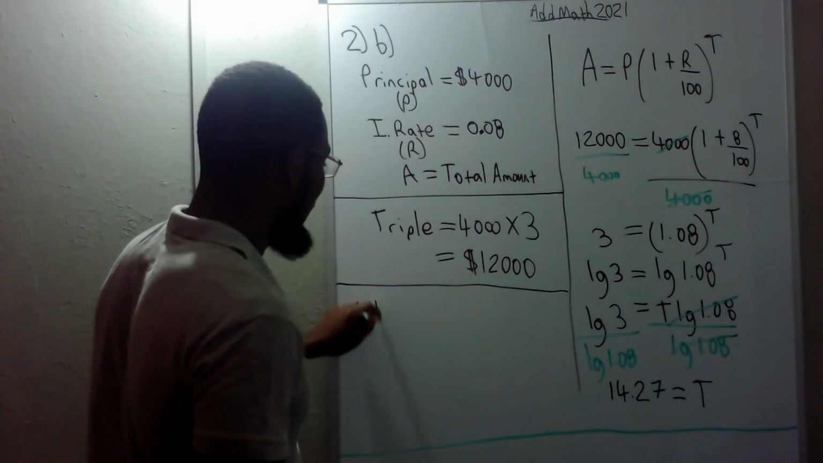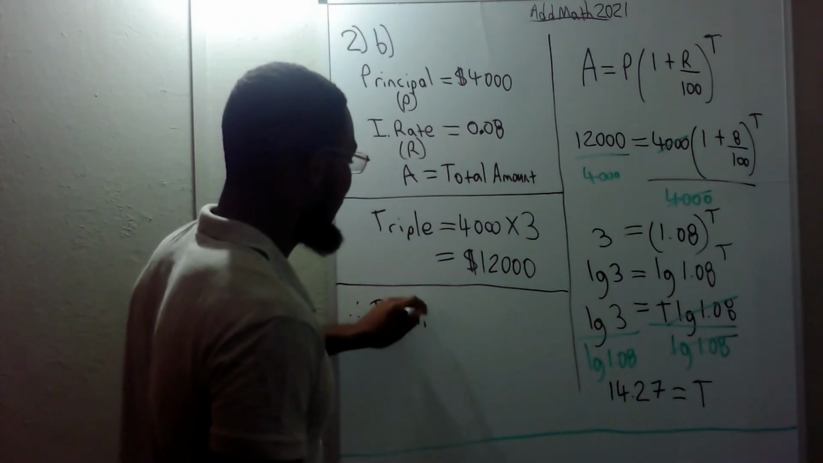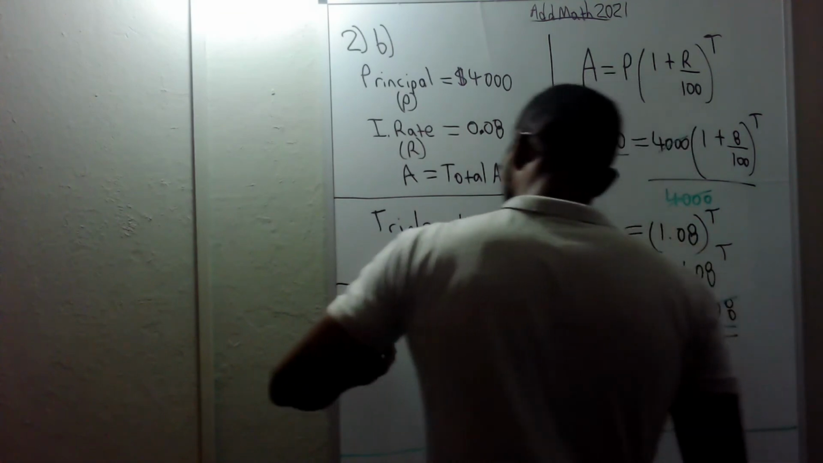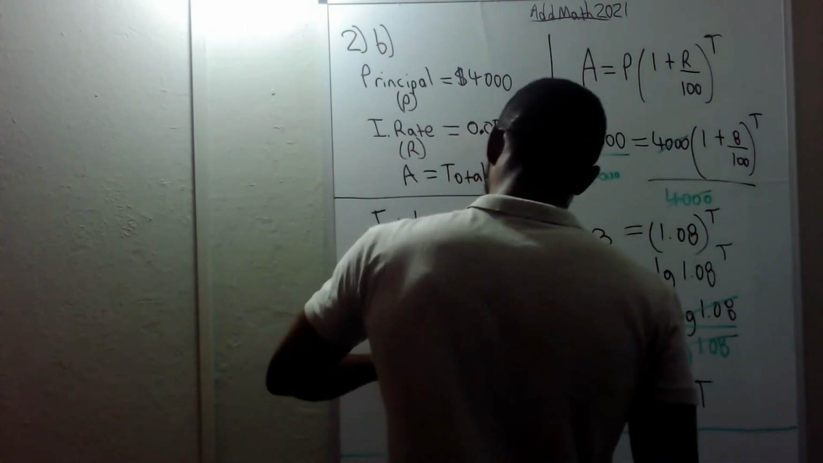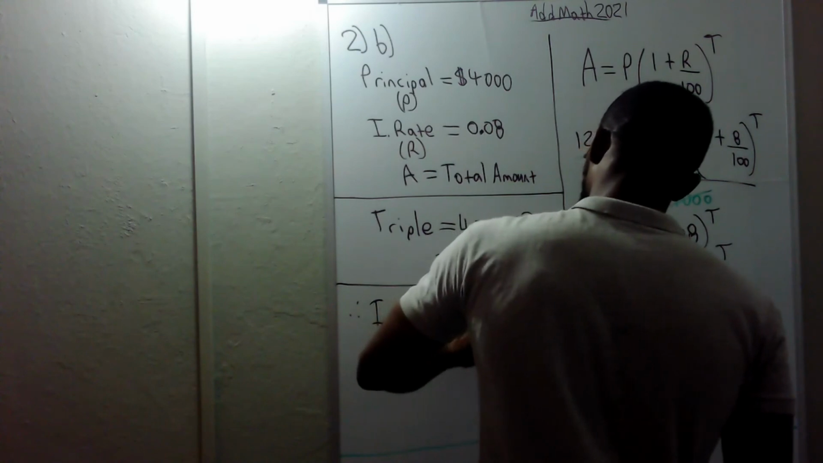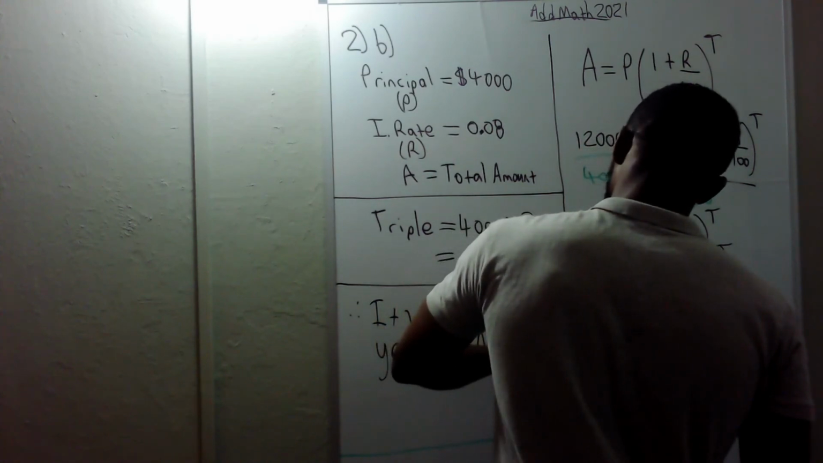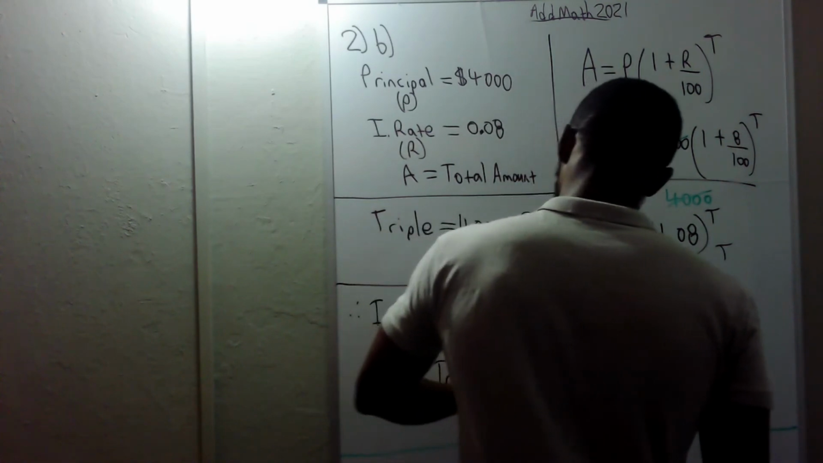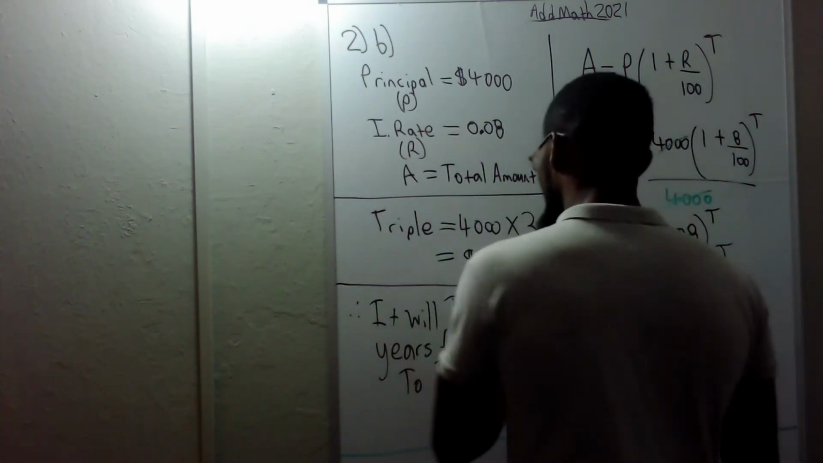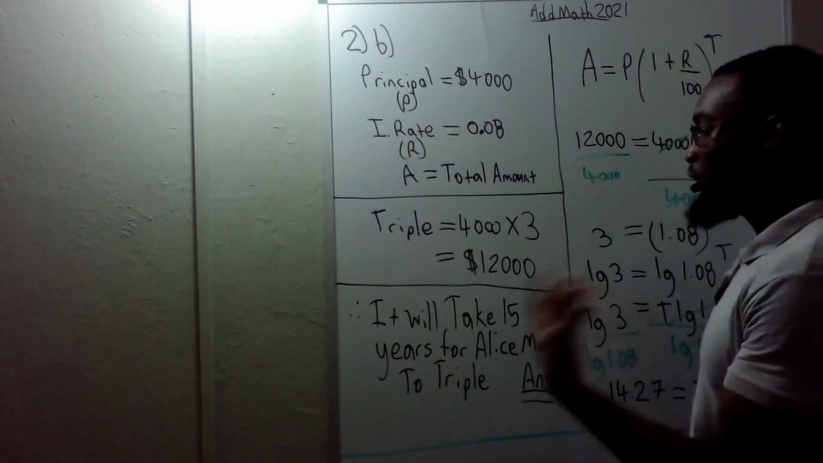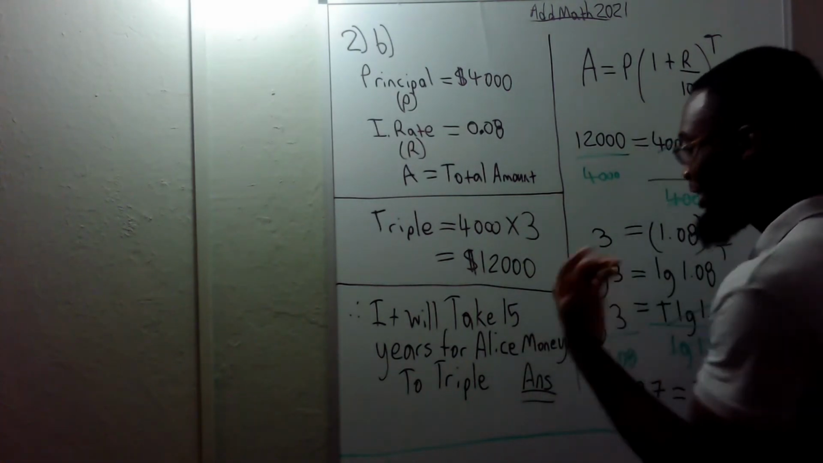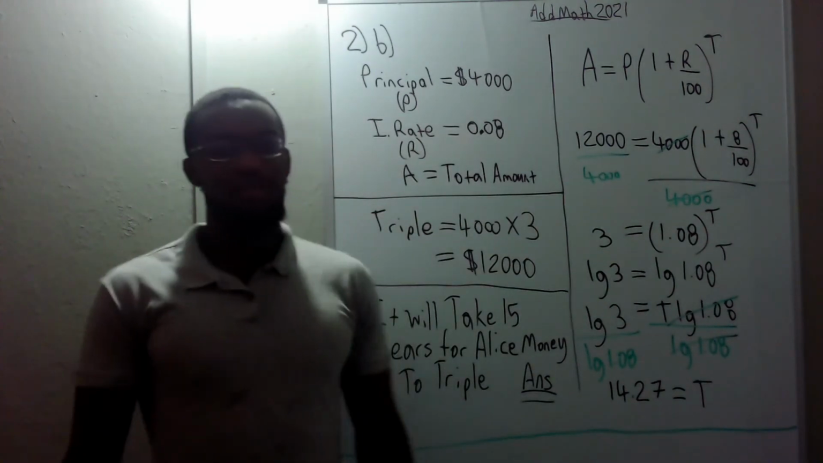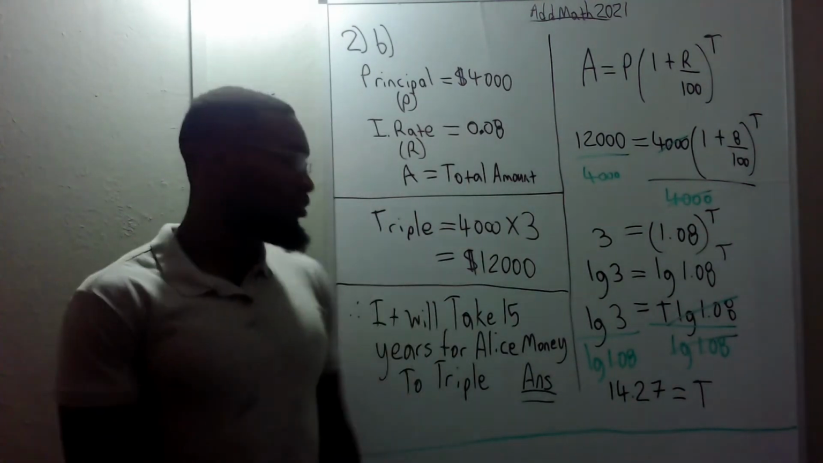We're going to say, therefore, it will take 15 years for Alice's money to at least triple. It's going to take at least 15 years for our money to triple and become more. So that's it, guys. That completes section 1. I hope you had some fun. And stay tuned for section 2.